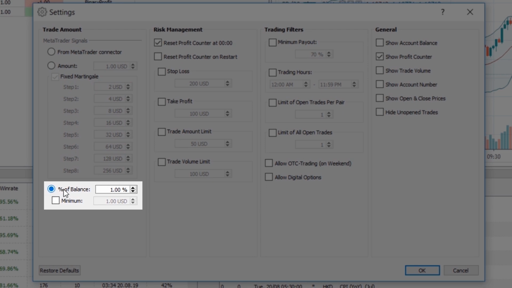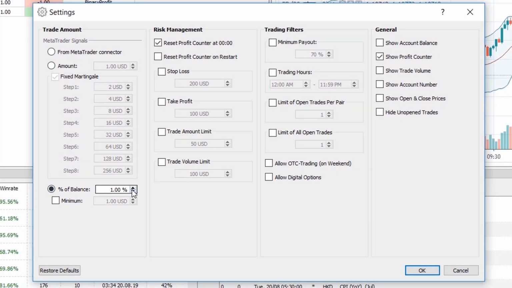Percentage of balance. You can also set your trades amount to a given percentage of your account balance with a minimum trade amount as well. Risk management.